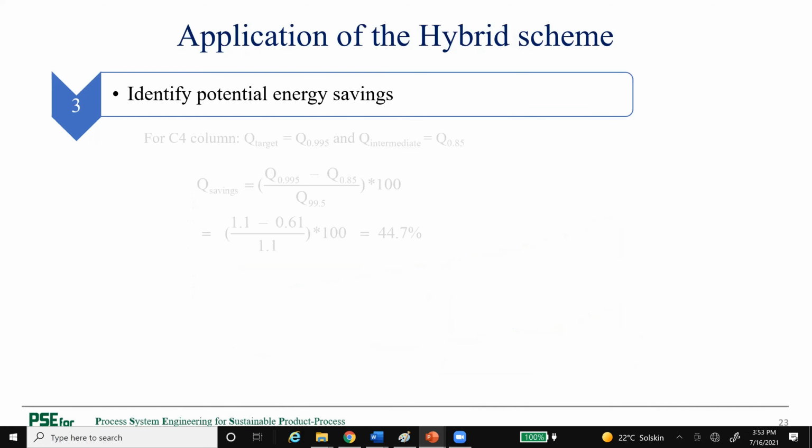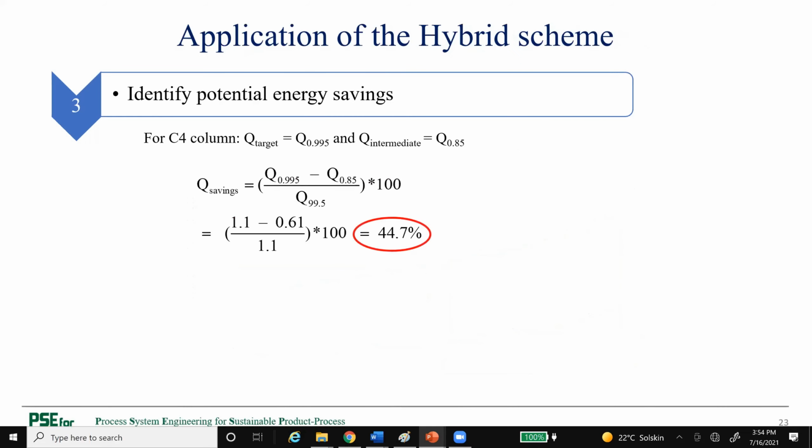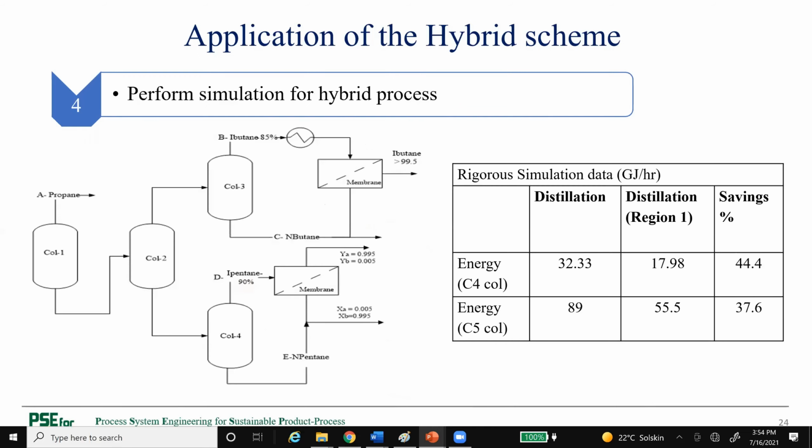Then we can calculate very easily from the values that we have on this graph how much energy we would potentially be saving. And we see that for column 4, we can save 44%, and for the next column, 39%. Then we put the membrane units. We look for membranes. We have found membranes that can do these separations, and we calculate and find the savings.